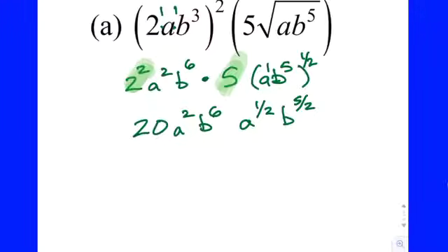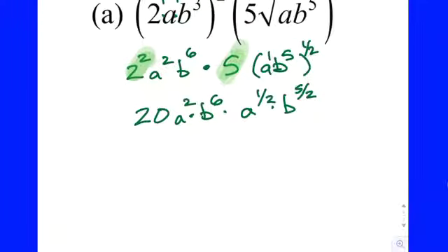Okay, so now we have all of our parentheses gone. These are all implied multiplied together, so we can combine them in any order. We typically put numbers first, and then all the variables in alphabetical order. So 20 is already a 20. I'm going to have 1 factor of a and 1 factor of b. So even though a squared and a to the 1/2 are not written side by side, I can combine them by doing what with their exponents?